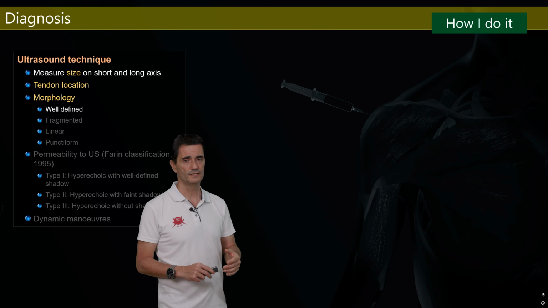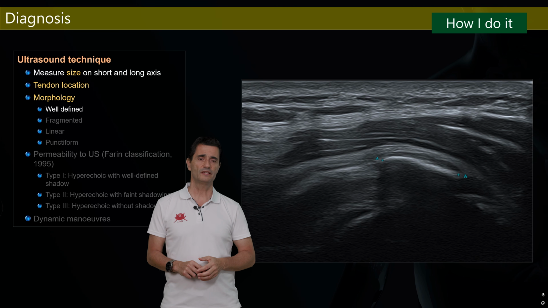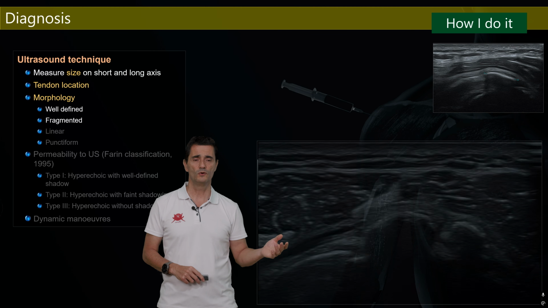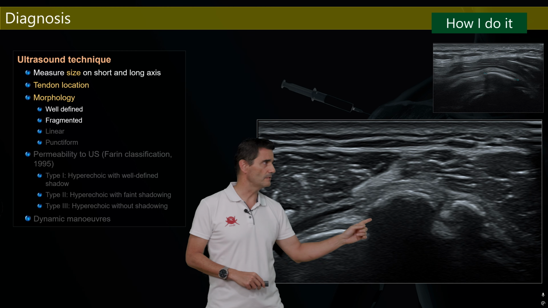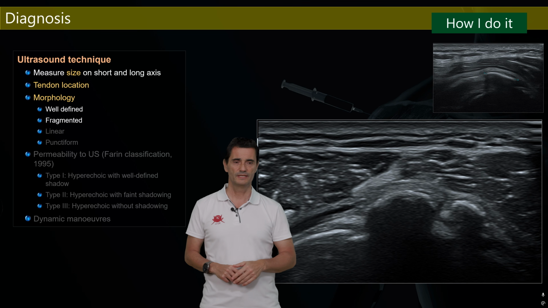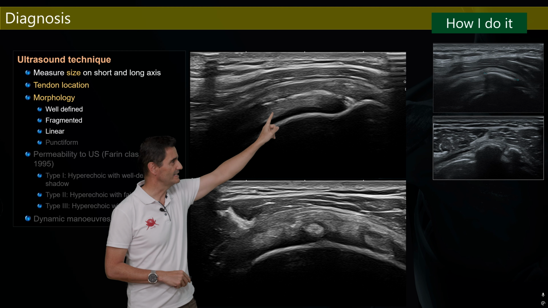Second, the morphology. Is it well defined, this calcification? Is it fragmented? We are going to have some problems depending on the number of fragments of the calcification if we try to evacuate this calcification. Is it a linear calcification that you can see here?